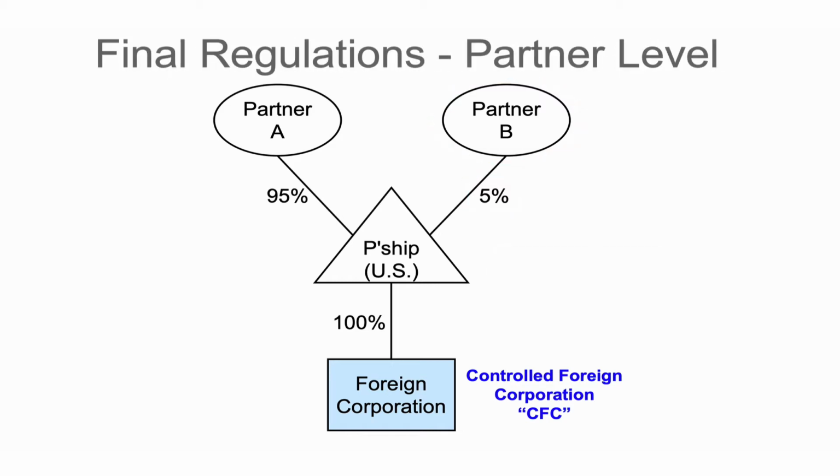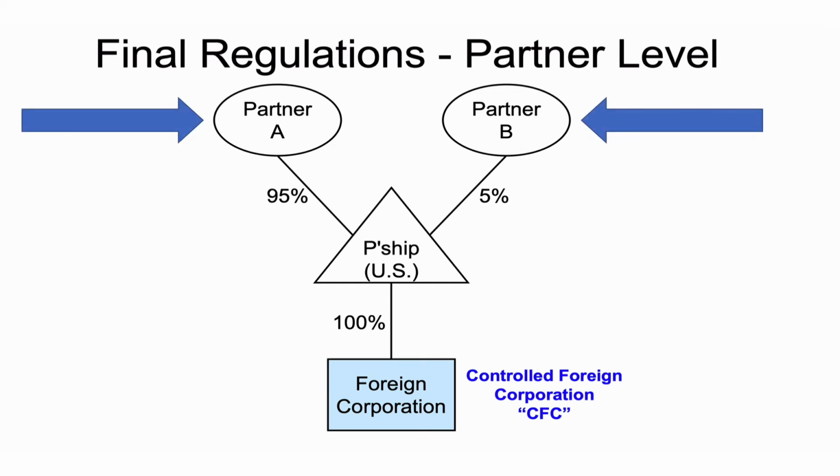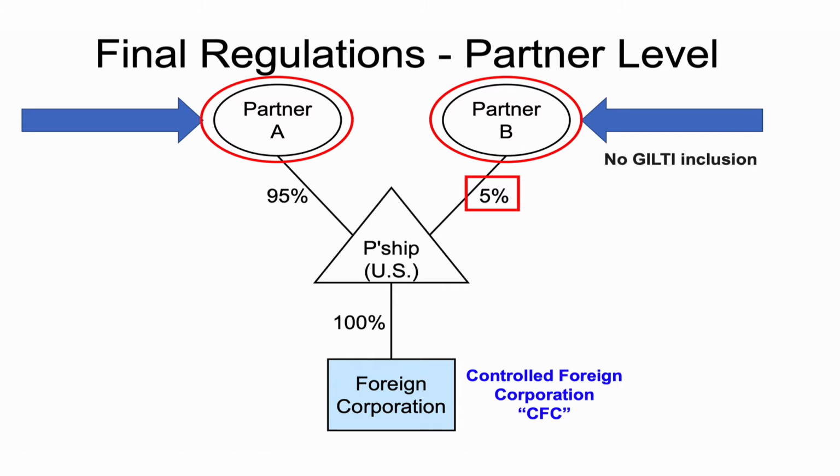The final regulations abandon the hybrid approach and instead provide that the GILTI calculations are all performed at the partner level. No GILTI calculations are performed at the partnership level. Partner A performs its GILTI calculations on its own tax return. Because partner B does not directly or indirectly own more than 10% of the CFC, partner B has no GILTI inclusion.